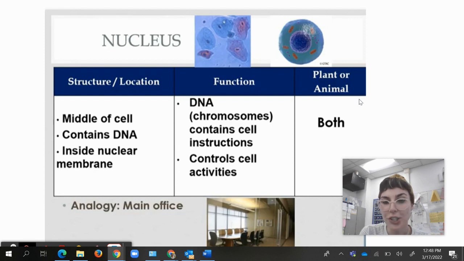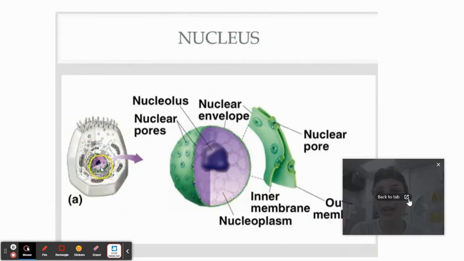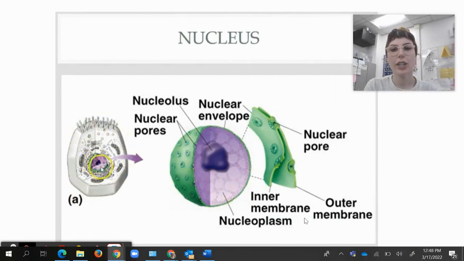If we were to give it an analogy, it would be like the main office of the company where all of the decisions are made for the rest of the company, or in this case, for the rest of the cell. Okay, so now a deeper dive into the nucleus. Like I said, it has its own membrane. So here is an animal cell. We can see the nucleus is in the dead center, and wrapped around it is that nuclear membrane. You can also see there are holes or pores, and the reason for those is so that information can be sent in and out of that main information center.